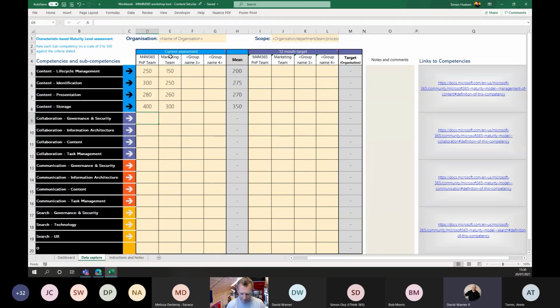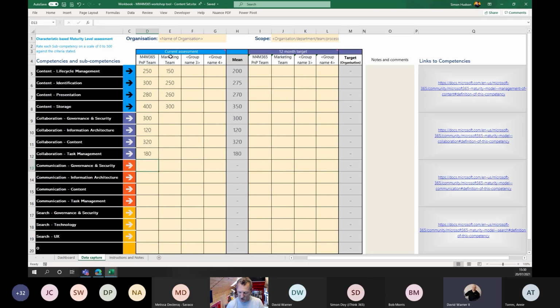I'm going to just run through and go collaboration. Yeah, we're pretty good at that. I won't do the team B yet. Information architecture, we're pretty rubbish at that. Collaborating on content, yeah, we're in a good place on using our tools for that. Task management, oh, we haven't even thought about doing task management as a collaborative exercise, so we're down there.